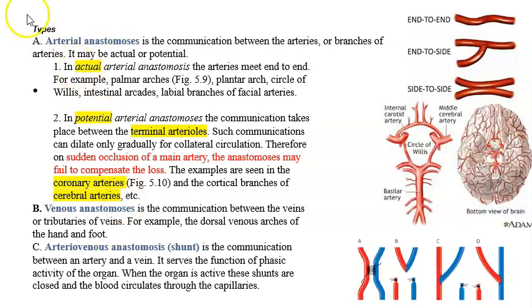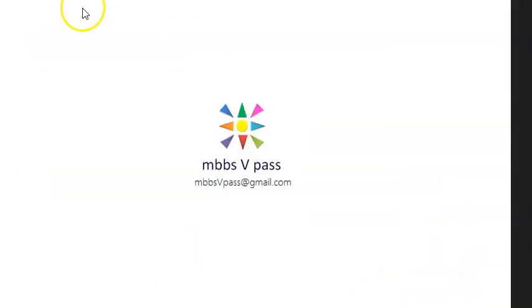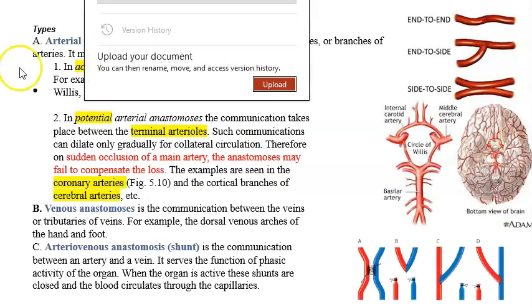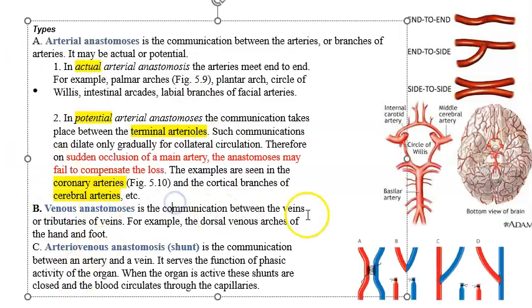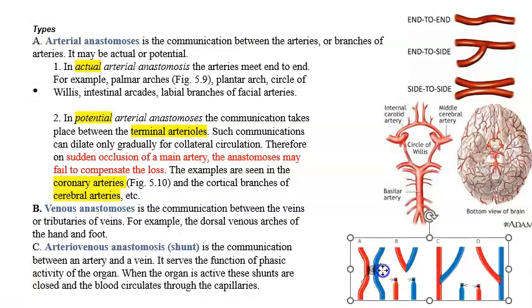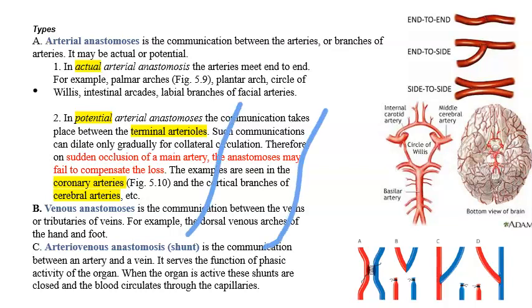Okay. Now let us go to the next type of anastomosis, venous anastomosis. Venous anastomosis is communication between the veins and tributaries of the veins. So between veins. We have to use everything blue here, so let me use this blue color. So this is going to be your venous anastomosis.